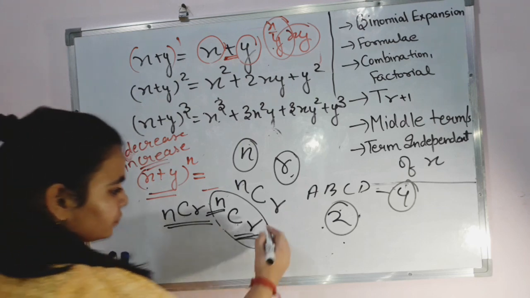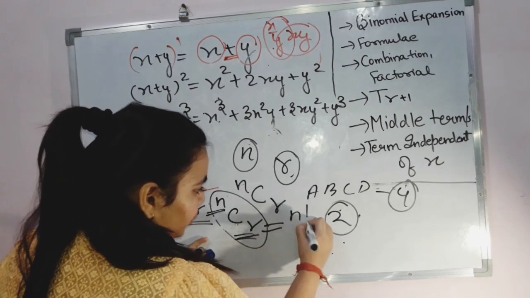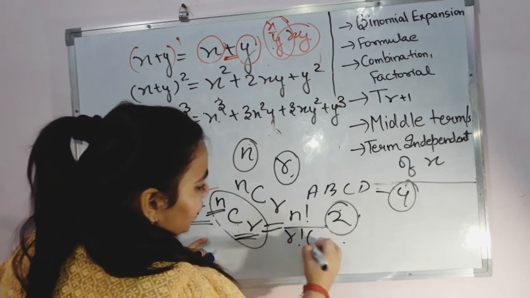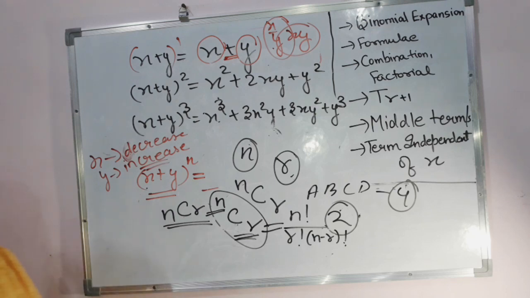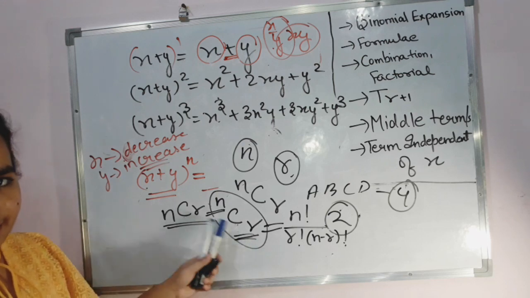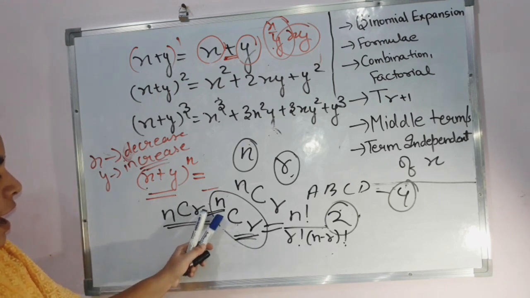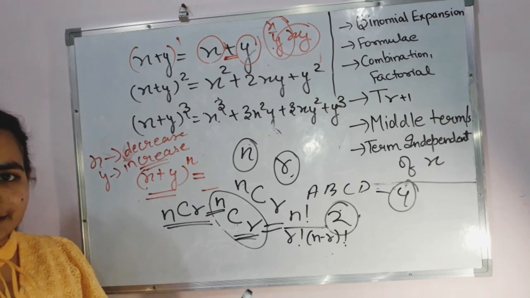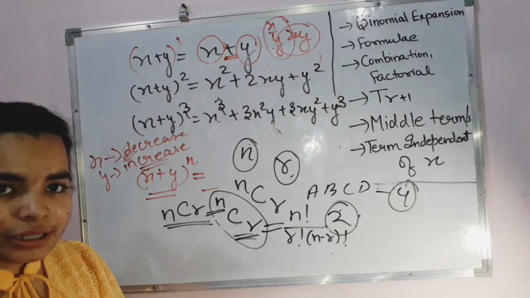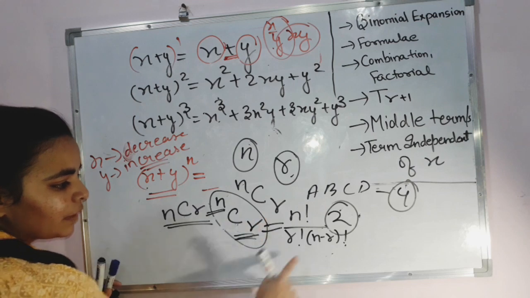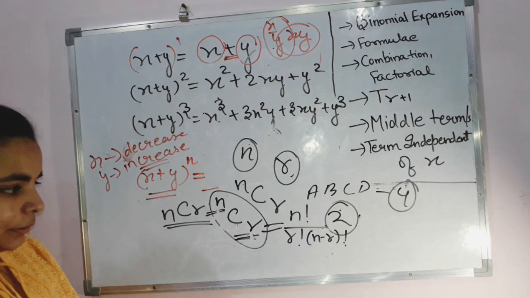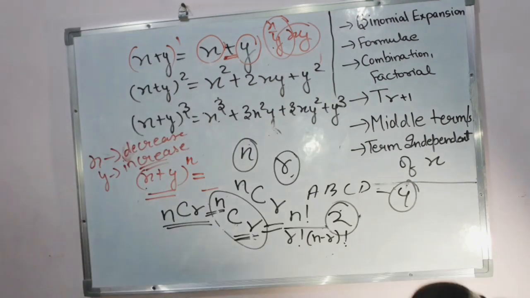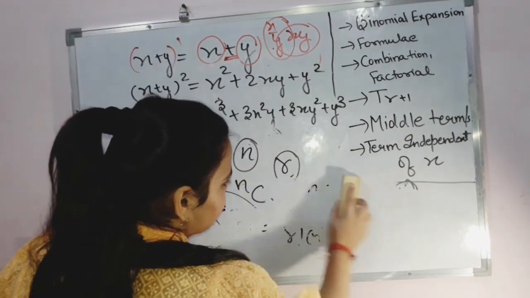How to solve it? The formula for this is n factorial upon r factorial into n minus r factorial. You just remember this formula. When we do permutations and combinations, we'll go deep into it. So nCr, the combination of n things taken r at a time, is equal to n factorial upon r factorial into n minus r factorial. That is a simple formula that we have to learn. This was the basics that we were studying.